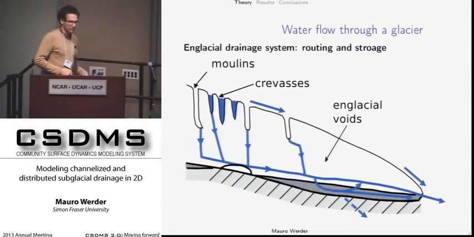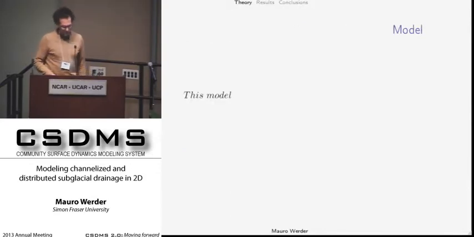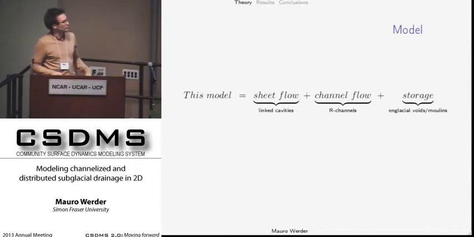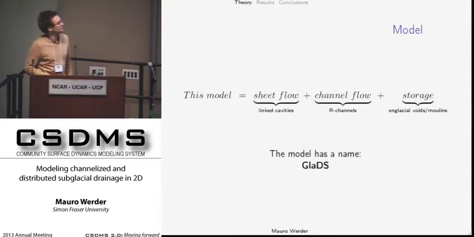And then there's also an englacial system, which routes the meltwater, which is produced at the surface, through the glacier to the bed. And there's probably also a storage component within the ice. So the model I'll be presenting is a sheet flow model, that's a distributed flow, plus a channel flow model, and then some storage and englacial routing. And the model has a name, it's called GlaDS, that's Glacial Drainage System.